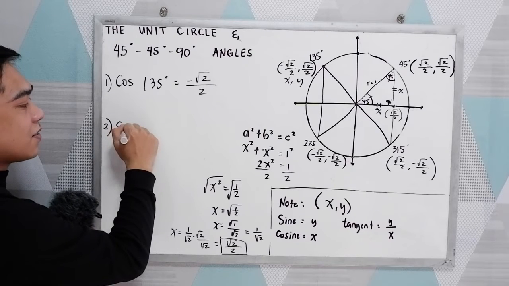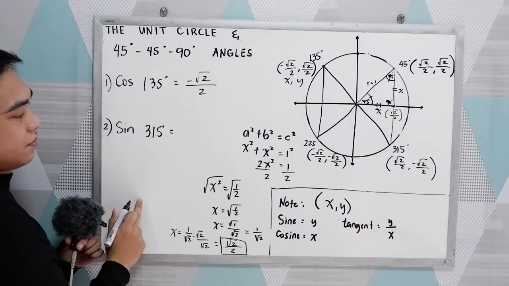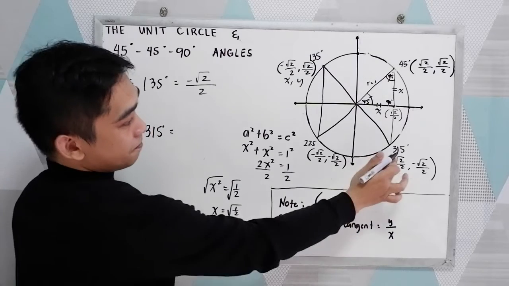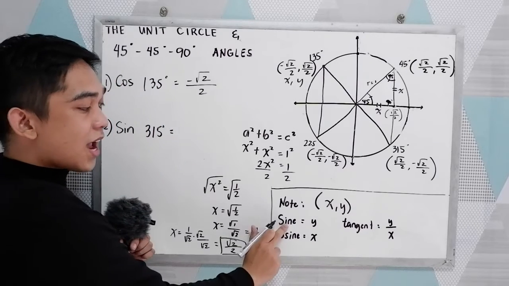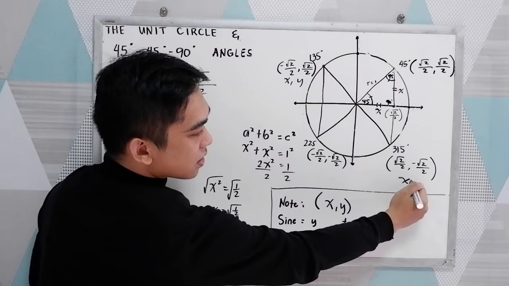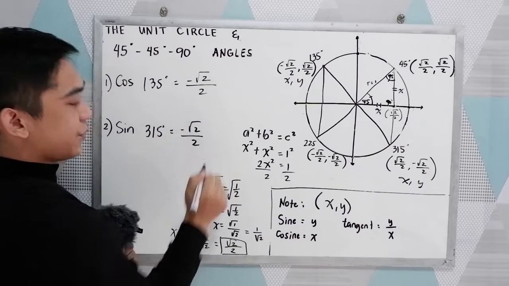Second, let's say we have sine 315 degrees. So locate 315. Now, sine is our y, (x, y). So we have negative square root of 2 over 2.